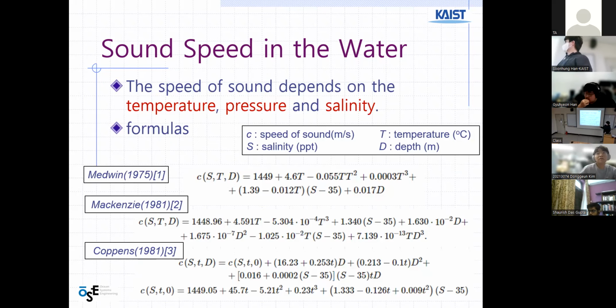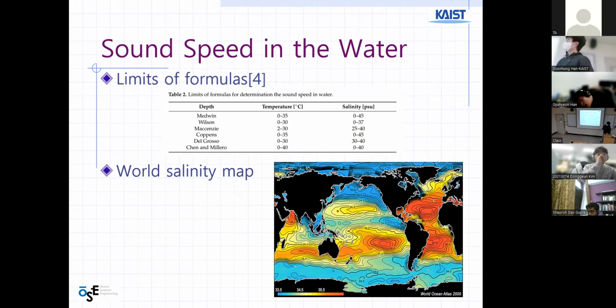In the ocean, pressure depends on the depth, salinity depends on where it is, and temperature depends on depth and location. Here is a world salinity map, so you can see that at the poles there is lower salinity, at the Pacific Ocean higher salinity, and it's quite different around the world.